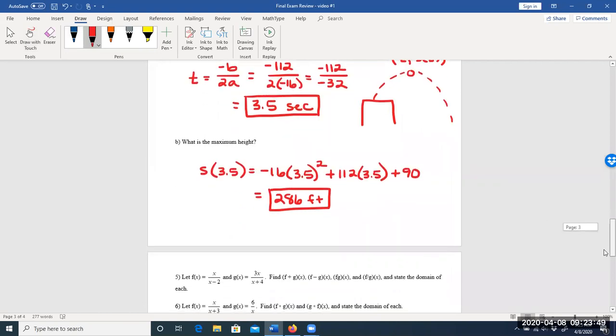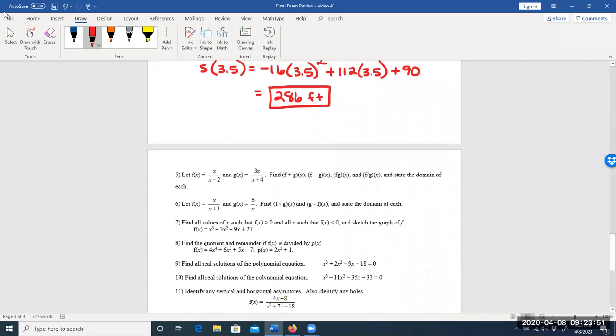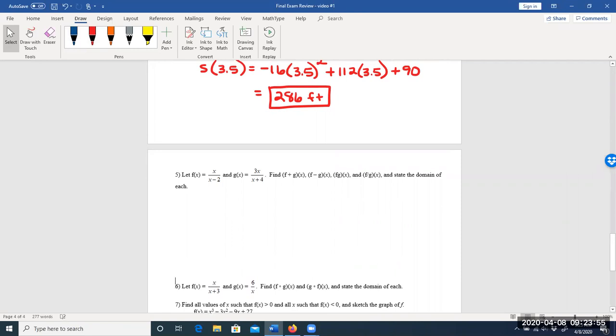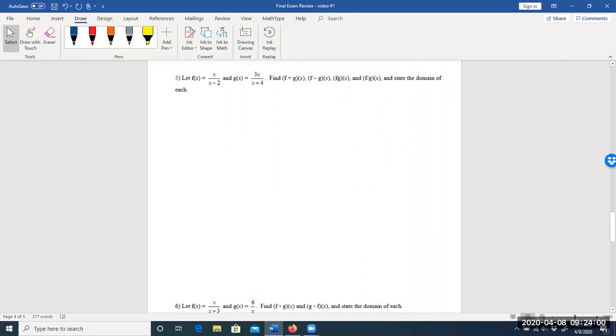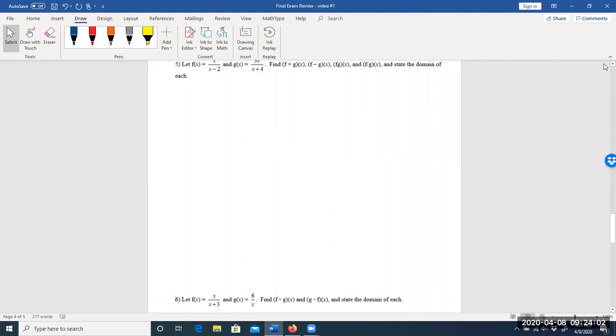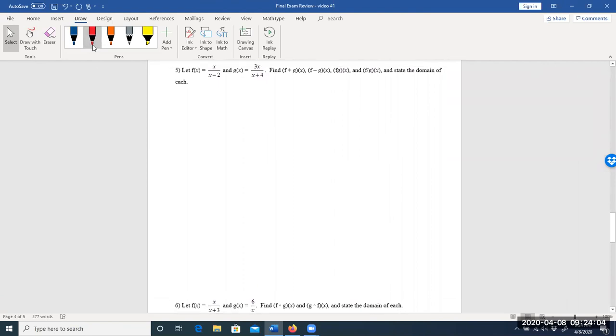All right, number 5. So number 5's a pretty long one. It's going to take us a while. We got to give ourselves lots of room here. I'll start there, but I know I'm going to need even more room. So we have these two rational functions, and we want to add them, subtract them, multiply them, and divide them, as well as state the domains for those functions.